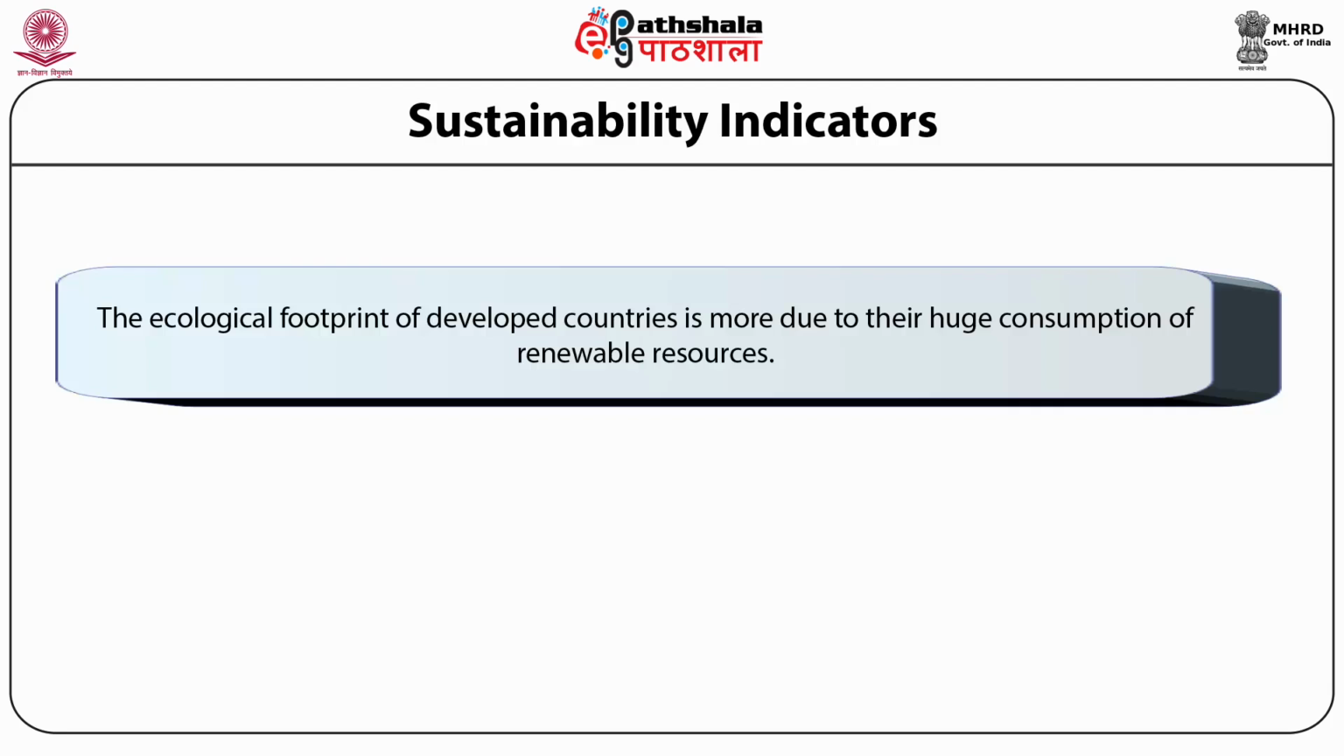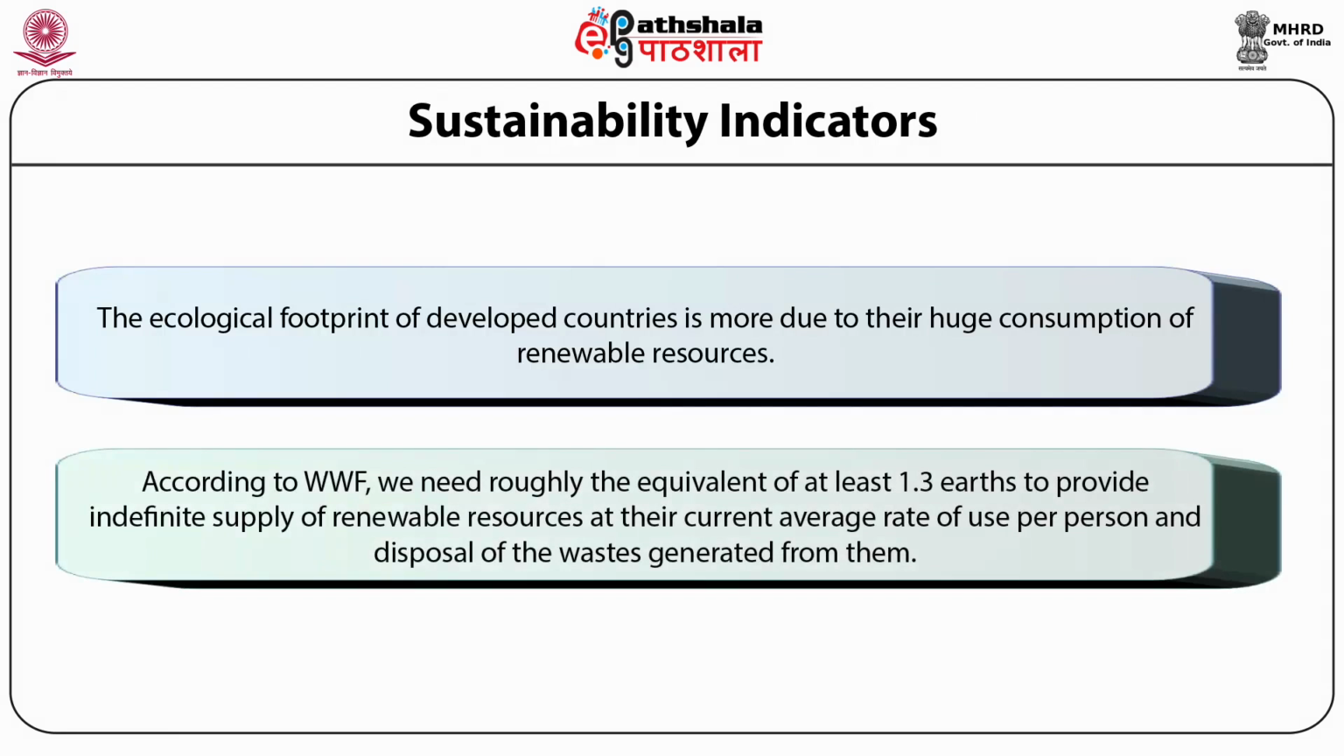The ecological footprint of developed countries is more due to their huge consumption of renewable resources. According to WWF, we need roughly the equivalent of at least 1.3 Earths to provide an indefinite supply of renewable resources at the current average rate of use per person and disposal of the wastes generated by them.